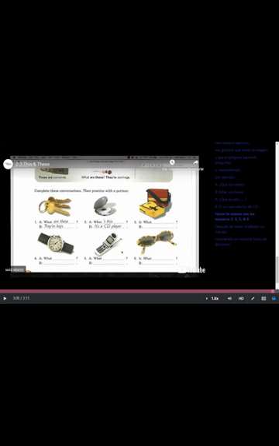All right, so what is the first question? What are these? How many keys do we have? One, two, and three. That's why we say, what are these? Because it's plural. And the answer? They are keys.